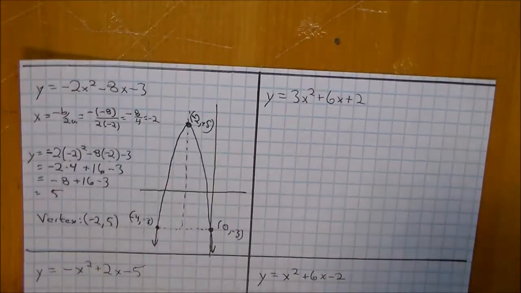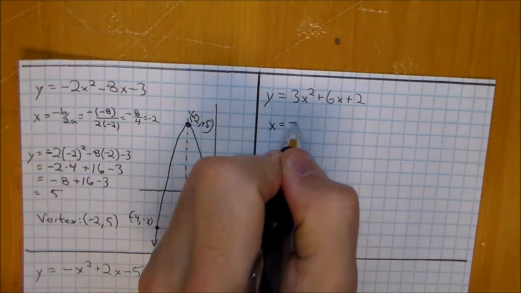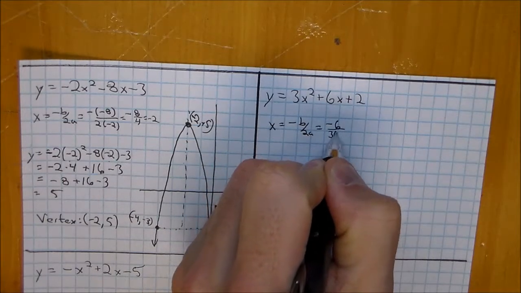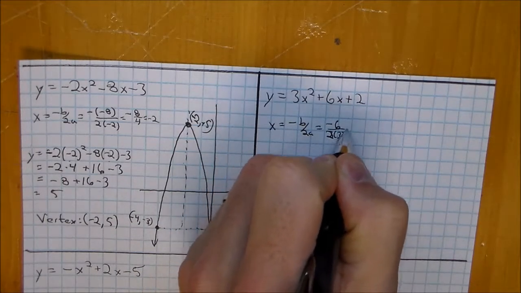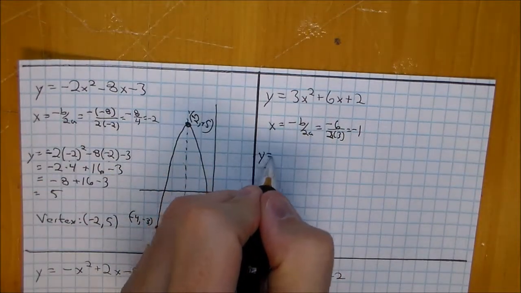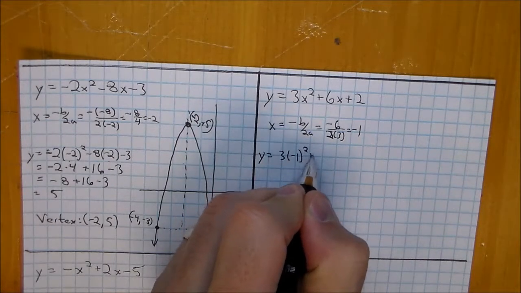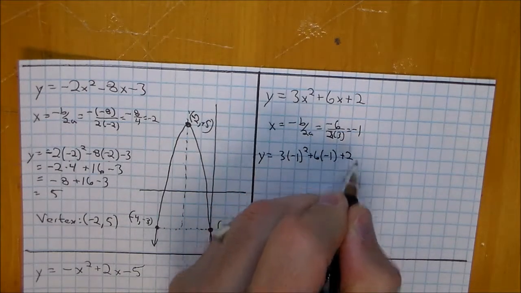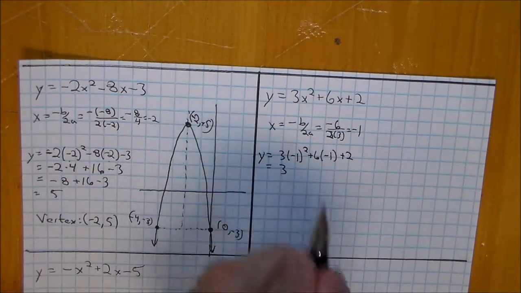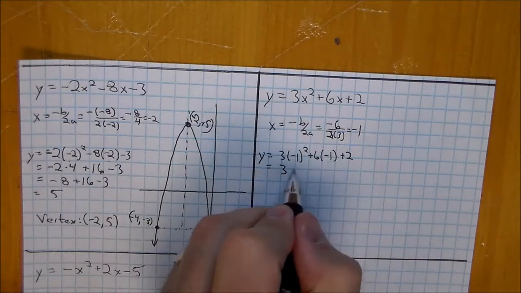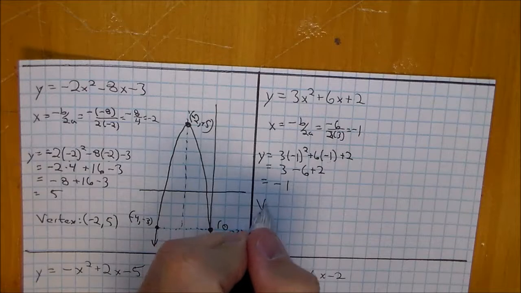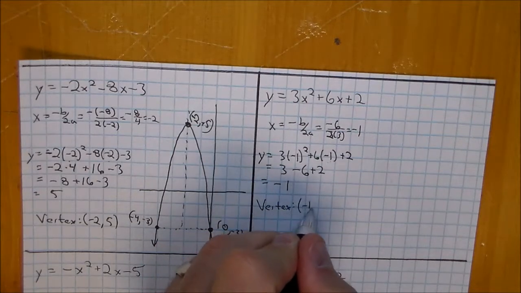Next, we have 3x squared plus 6x plus 2. X equals negative b over 2a. We get negative 6 over 3, or 2 times 3, which is negative 1, because it's negative 6 over 6. So y equals 3 times negative 1 squared plus 6 times negative 1 plus 2. We square the negative 1, that's going to become a positive 1, times 3. This becomes negative 6 and a 2, so we have negative 1 left over. Vertex, negative 1, negative 1.